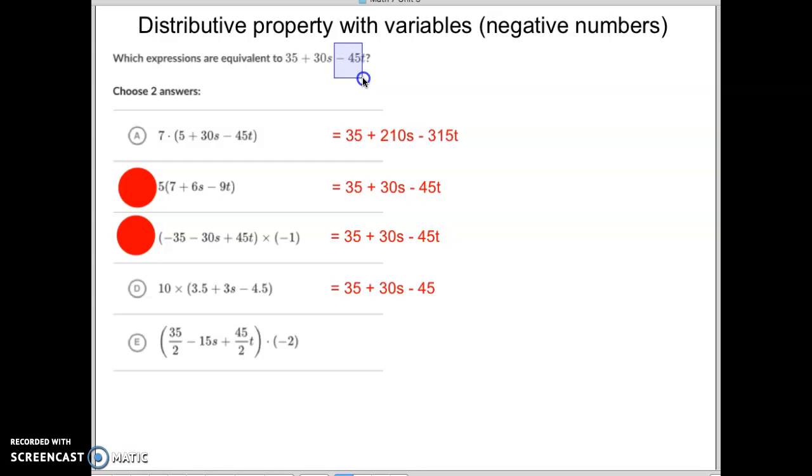But do you notice the difference? This one has a t. This one, if you do it right, does not have a t. That's why this one doesn't work. Whew. Oh, they're trying to trick me on this one. All right, let's do the last one.